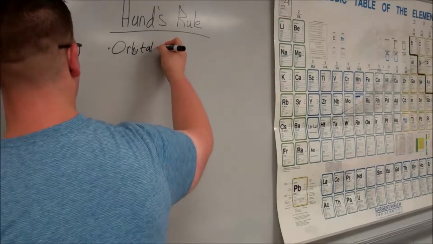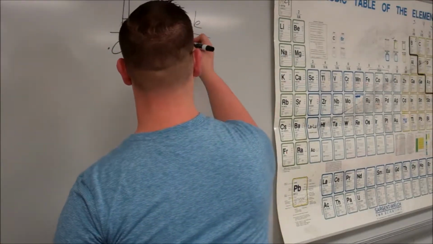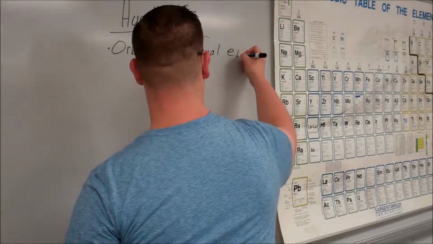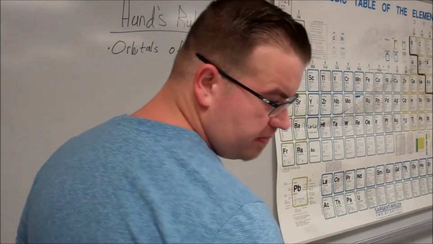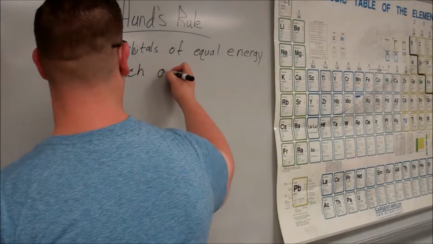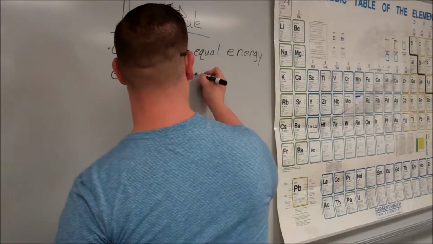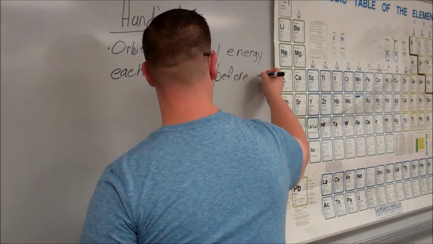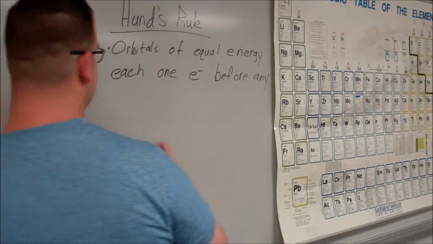So orbitals, okay, of equal energy, each gain 1 electron before any of them gain the second.